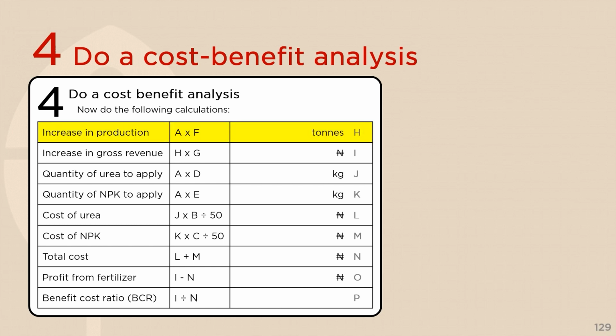First, we will calculate the increase in production. This is the extra amount of cassava roots that you can expect to produce in your field due to fertilizer application.